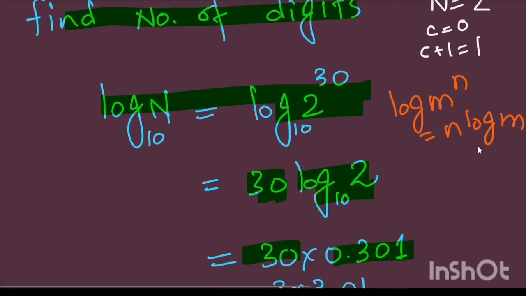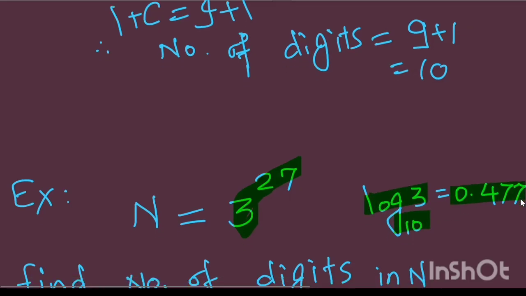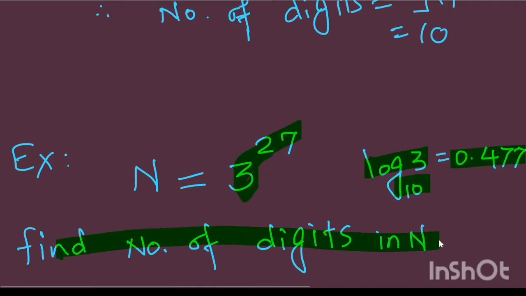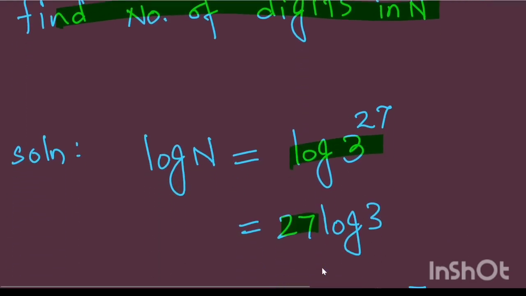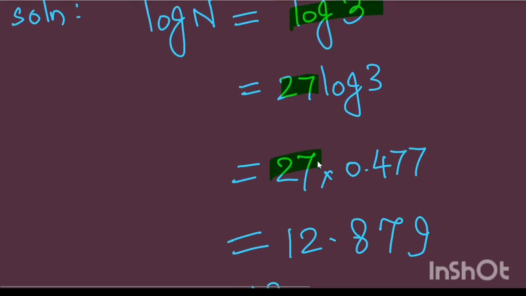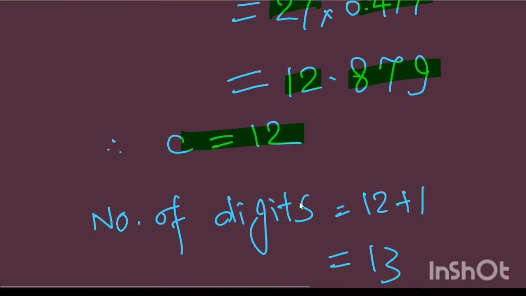Now another example we will take, guys, where it is 3 to the power 27. So log 3 is given to be 0.477. Same question, number of digits. Proceeding with the same concept, taking log both sides, 27 will come in multiplication. Log 3 will substitute, and multiplication gives 12.879. So C is 12. Number of digits is 13.